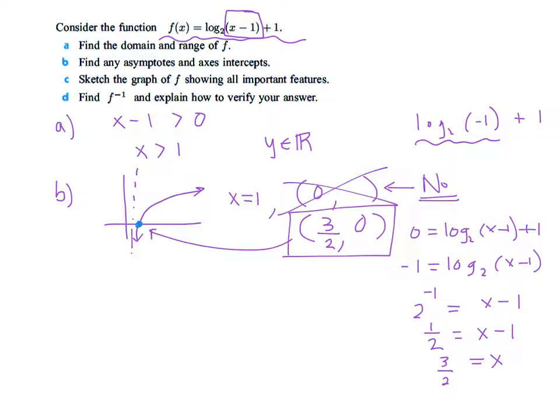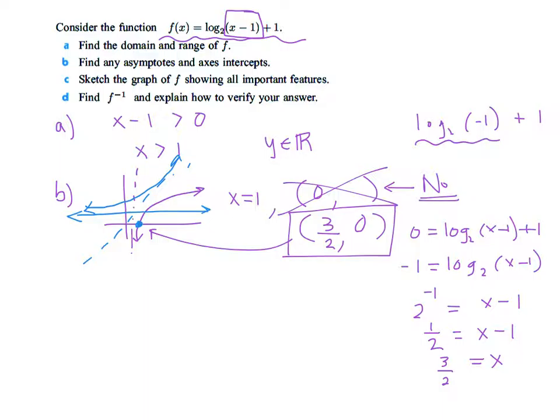Inverse, they always reflect on the y is equal to x line. So the graph of this must be, any guess? It will have an asymptote at y is equal to 1 instead of x is equal to 1. And it's going to go to infinity. So this is going to be a graph of the inverse.